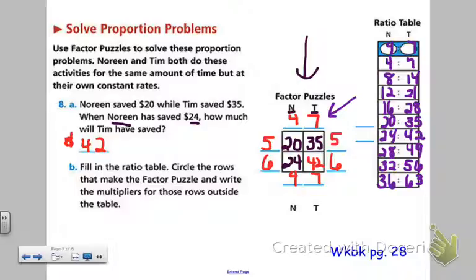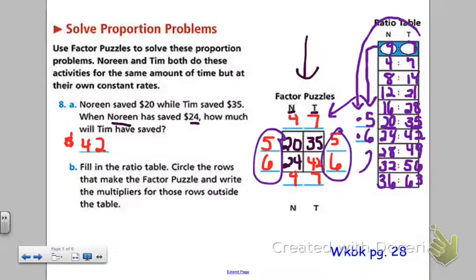Okay, and let's see. What are we multiplying by? Well, obviously 4 times 5 is what's giving us the 20. And 7 times 5 is what's giving us the 35. And here I'm multiplying by 6. 4 times 6 gives me 24. 7 times 6 gives me 42. So you can see the 5 and the 6 are the numbers that we're multiplying by, right? 5 times 4 is 20. 5 times 7 is 35. 6 times 4 is 24. 6 times 7 is 42.